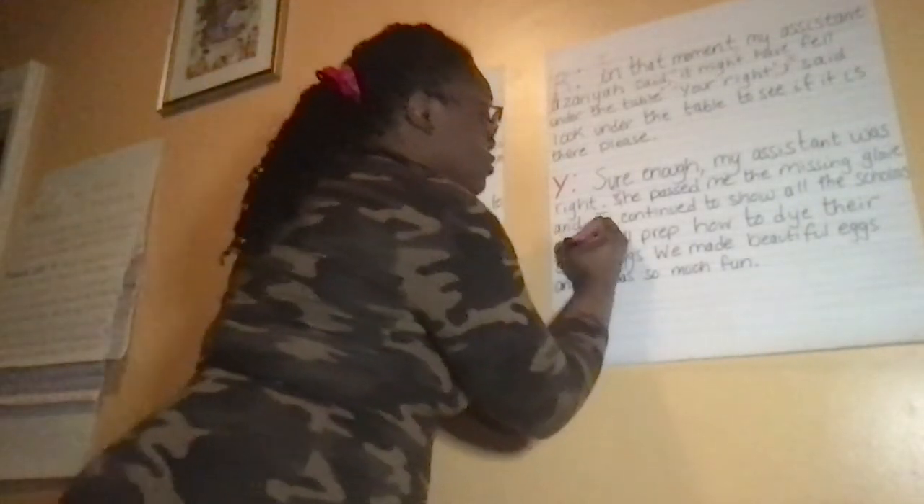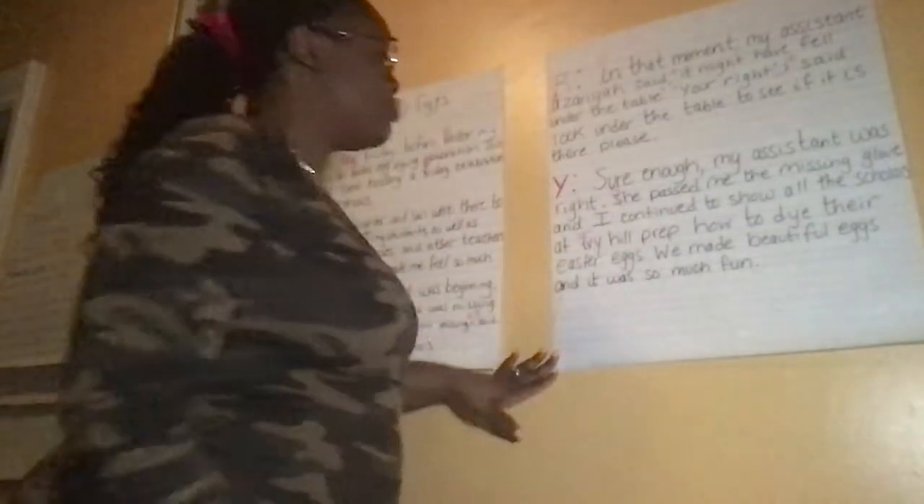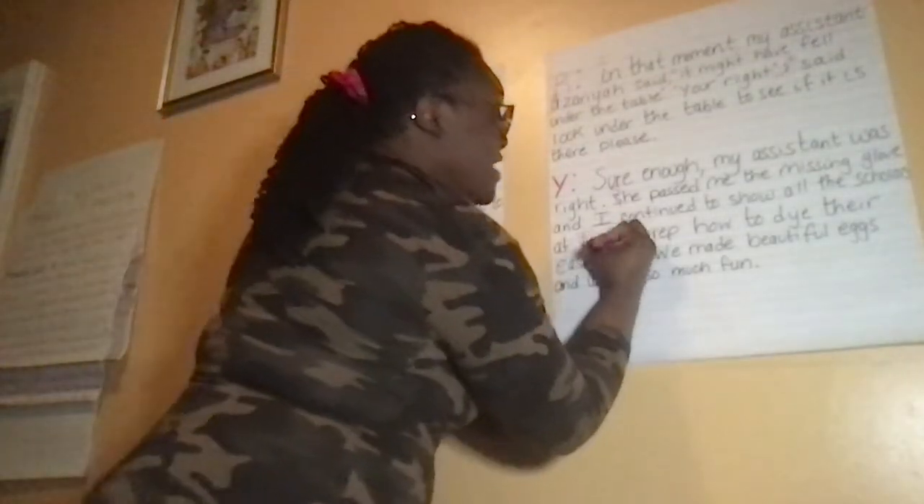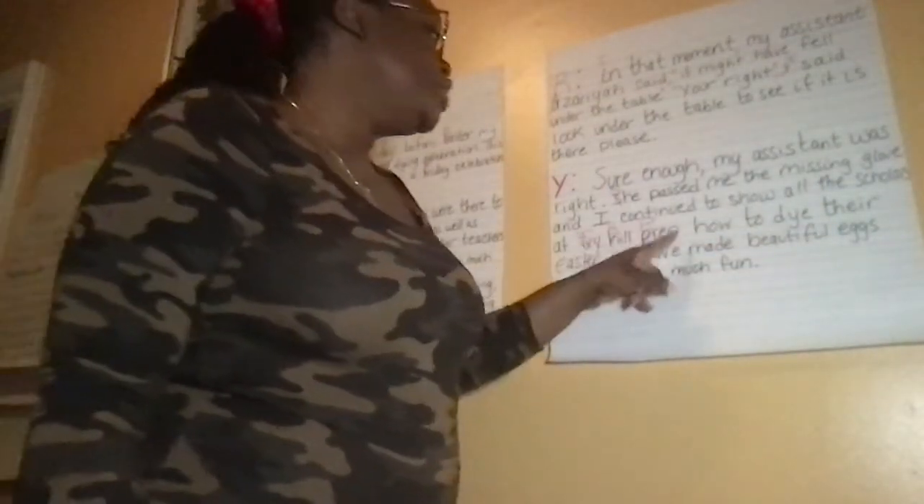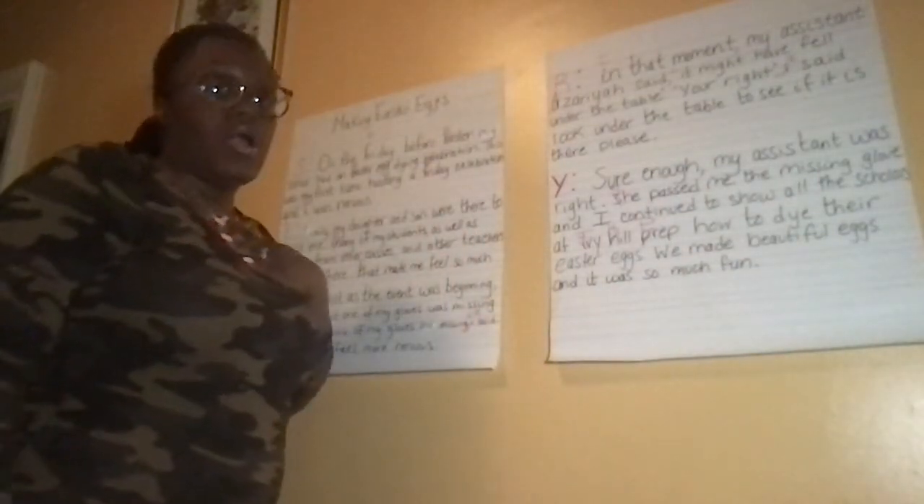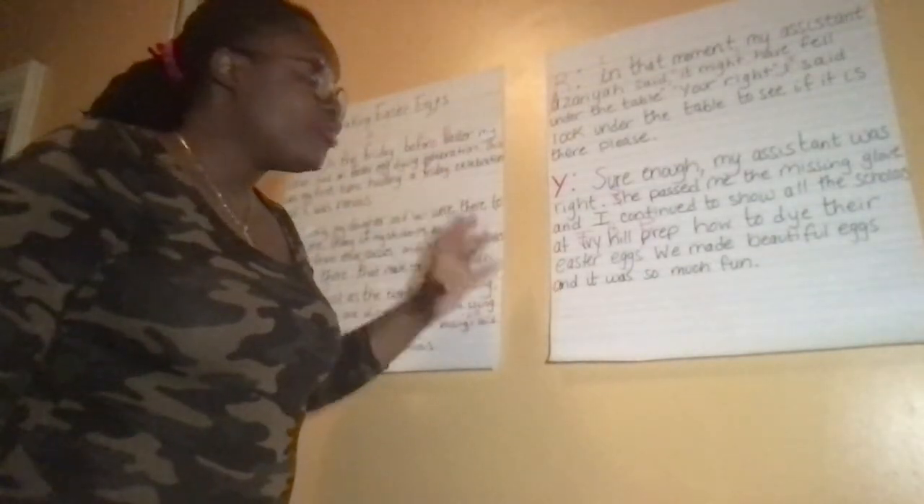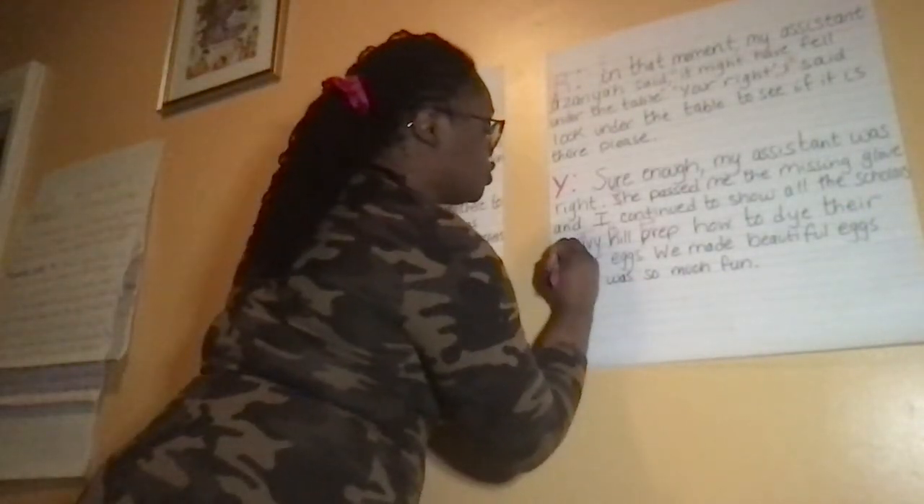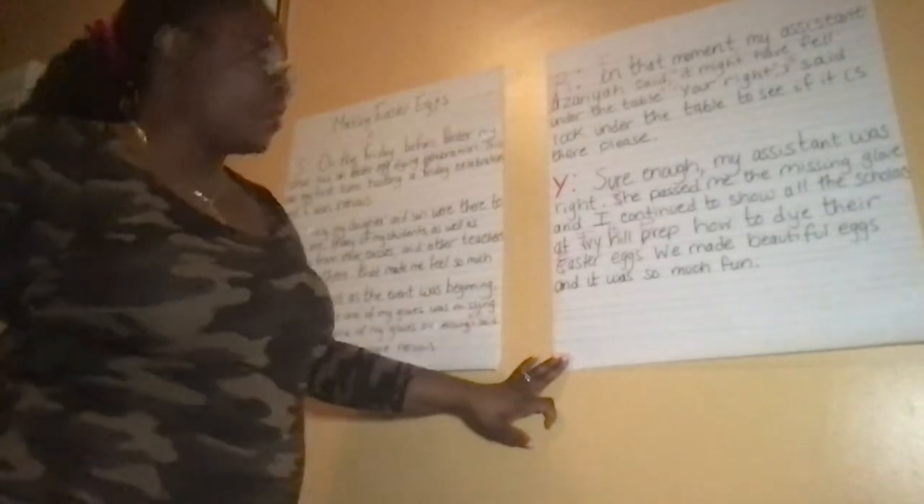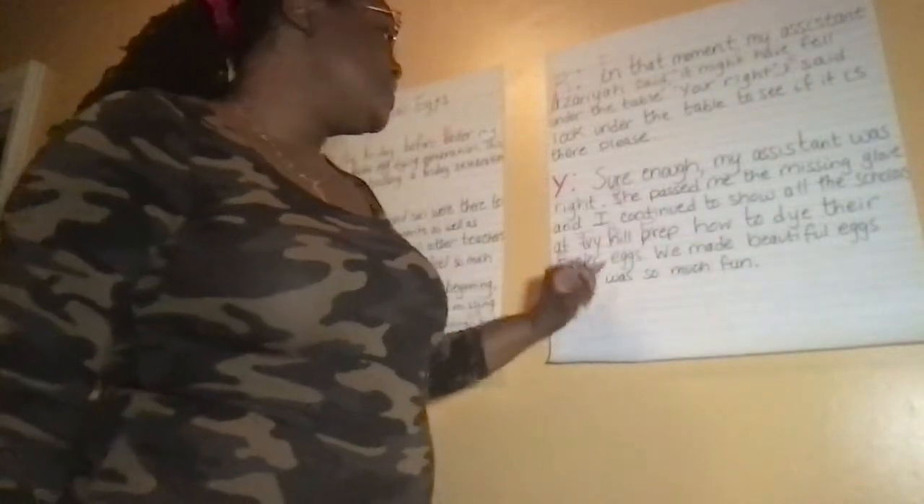So, I'm going to cross off the I in Ivy Hill because that should be capitalized. The H in Hill should be capitalized. And last but not least, the P in Prep should be capitalized, okay? I continue to show the scholars at Ivy Hill Prep how to dye their Easter eggs. Oh, I see another boo-boo. Wow. Remember, whenever we are writing holidays, we always capitalize them, right? So Easter should be with a capital E, okay? I continue to show all my scholars at Ivy Hill Prep how to dye their Easter eggs.